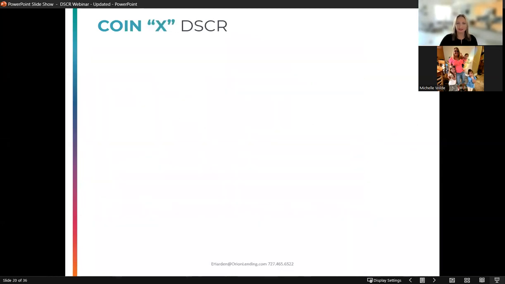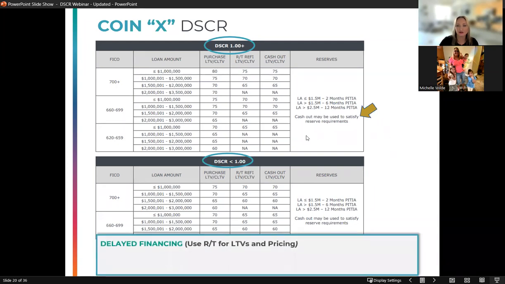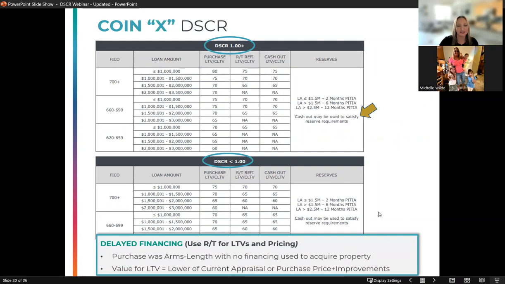So CoinX, that's our other DSCR program, different investor, a little bit different parameters that I'm putting up on your screen. This is the one that has no minimum DSCR ratios. So we can go down to 0%, potentially 0.01. I haven't seen that yet, but we can do it. Cash out can be used as reserves to satisfy the reserve requirements, and a little bit different delayed financing on this one. We can actually use the lower of the current appraised value or purchase price plus improvements if you're doing delayed financing.